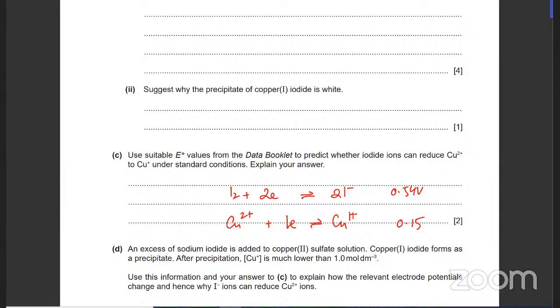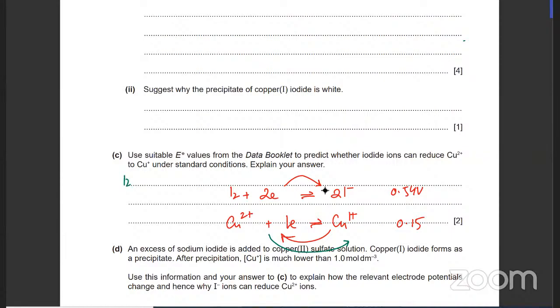So higher potential would gain electrons and lower potential would lose electrons. So what is he asking? Whether iodide ions can reduce copper 2 plus. So you want the copper 2 plus to get reduced, and that is not going to happen. Why? Because the lower potential reaction will go the other way around, not this way. So what you're just going to write is that it's not going to happen.